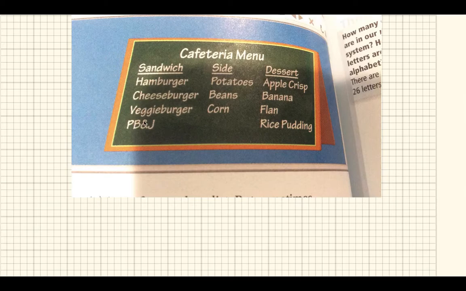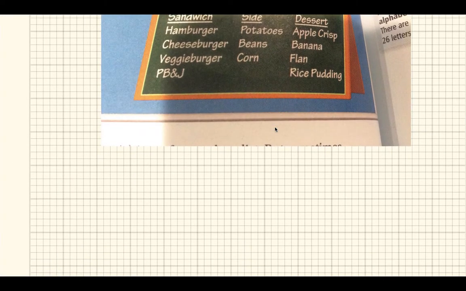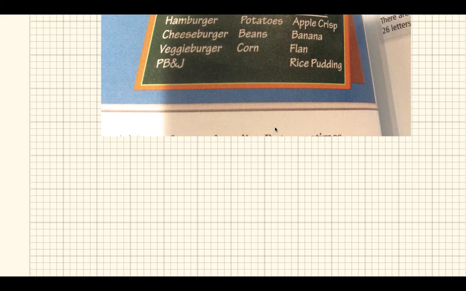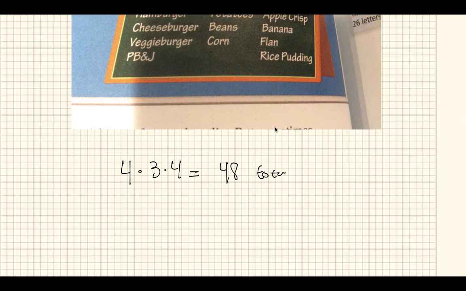So I have 1, 2, 3, 4 options. Sides, I have 1, 2, 3 options. Desserts, I have 1, 2, 3, 4 options. If we're trying to find the total number of combinations of meals you could have, this is the fundamental counting principle. We have 4 options times 3 options times 4 options, and this is the total number of outcomes of meals. So 4 times 3 gives us 12, times another 4. There should be 48 total unique combinations of meals.